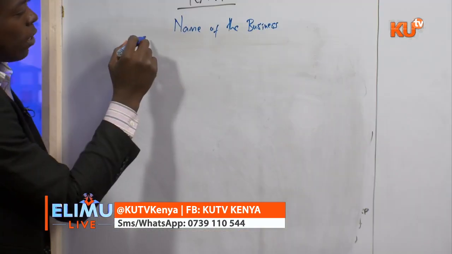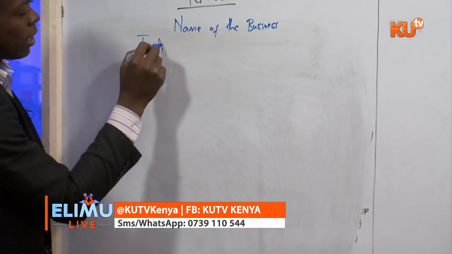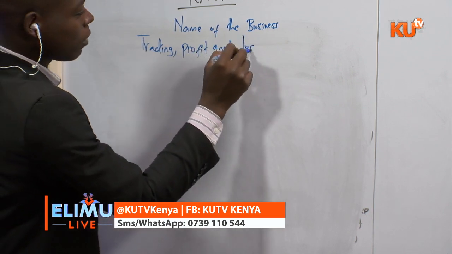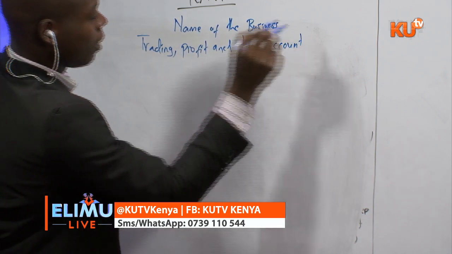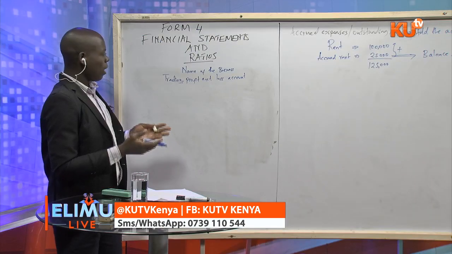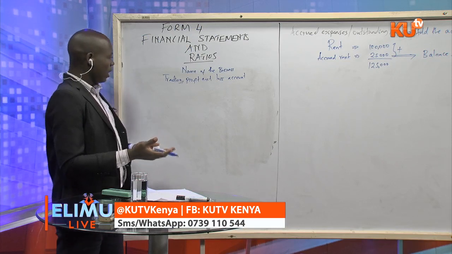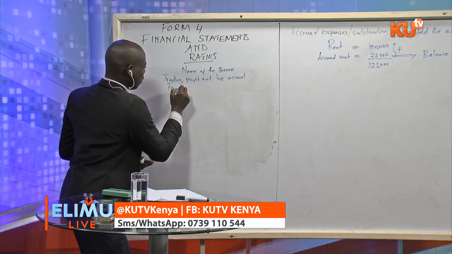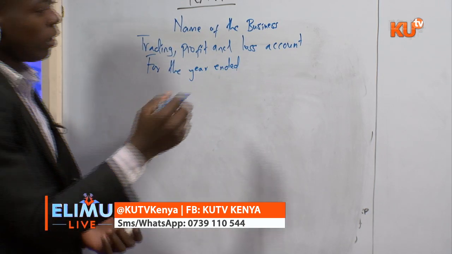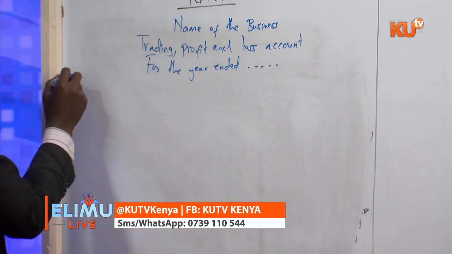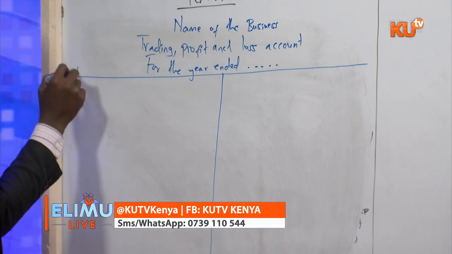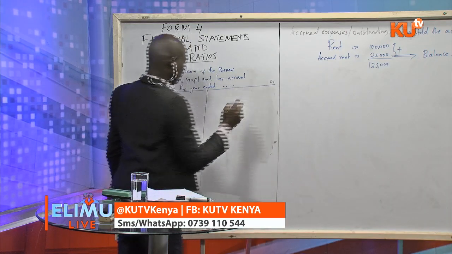Then below it, we indicate the name of the statement, which is the trading profit and loss account. Then below it, we write the date, because we prepare the trading profit and loss account for the year. So we say for the year ended, or for the year ending, whichever you'll use, then you give the date. We have two sides of this account: the debit side and the credit side.